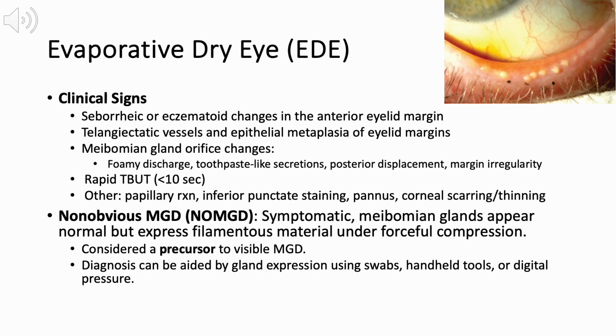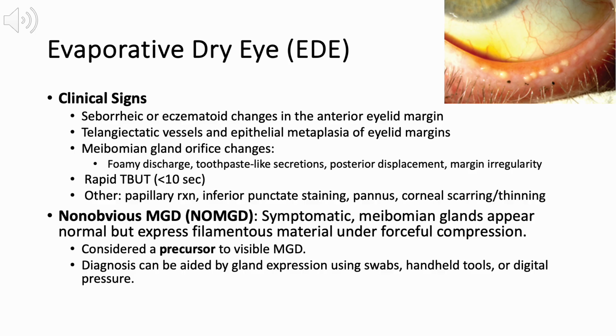In EDE, several clinical signs help distinguish its presence and severity. These include seborrheic or eczematoid changes along the anterior eyelid margin and the presence of telangiectatic vessels with epithelial metaplasia. Changes at the meibomian gland orifices are also common and may present as foamy discharge, toothpaste-like secretions, posterior displacement, or margin irregularities. TBUT is often rapid, typically under 10 seconds. Additional signs may include papillary reaction, inferior punctate staining, pannus formation, and corneal scarring or thinning.